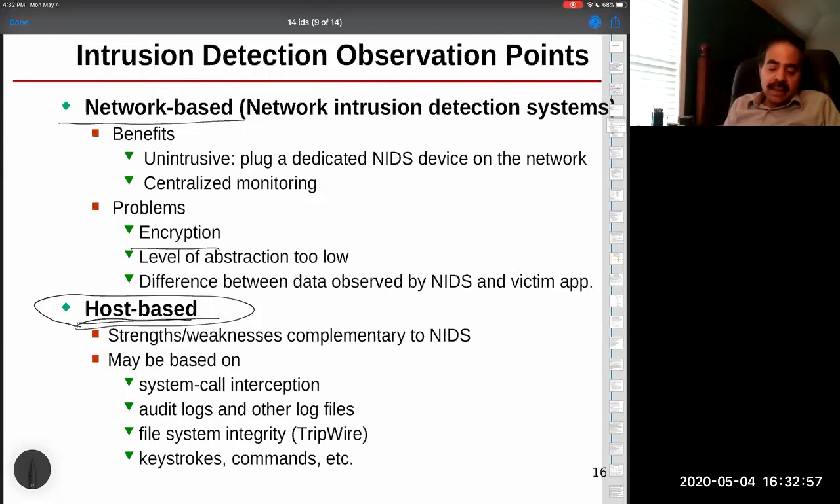Okay, so there are many ways to detect this, and the two ways that are most popular are, one, intercepting system calls at some level, either in the application or at the operating system, or two, using a system auditing facility which would record all the important events that are going on.